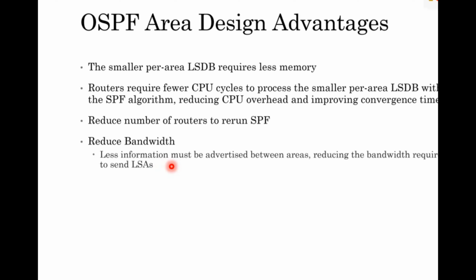So by default, even if you don't have anything, you must have one area that is called area 0. After that, if you have a large network, maybe you can create additional areas such as area 1, area 2, like that. But the first area will always be area 0.